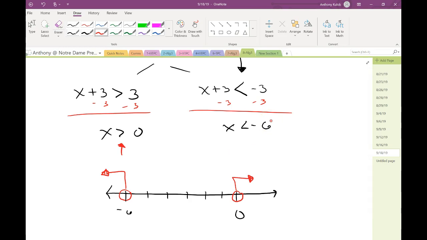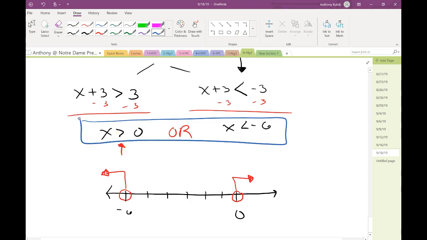So notice where these arrows are pointing in opposite directions from each other, they're pointing away from one another. That situation is the OR situation. So I'll say my final answer is x is greater than 0 or x is less than negative 6. If you don't write the OR there, I would mark that down. Okay? But it's easy to tell if it's an OR. All we have to do is plot them on the number line. And that's not so bad.